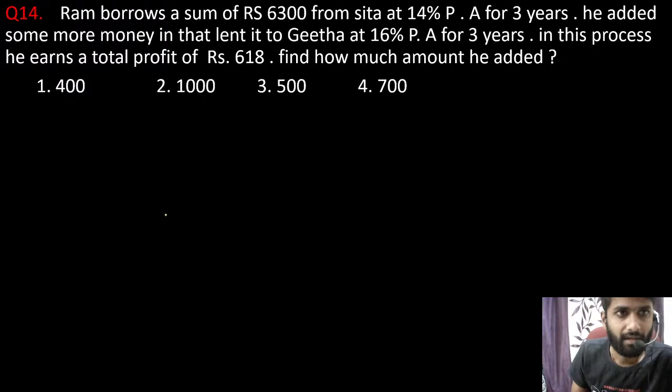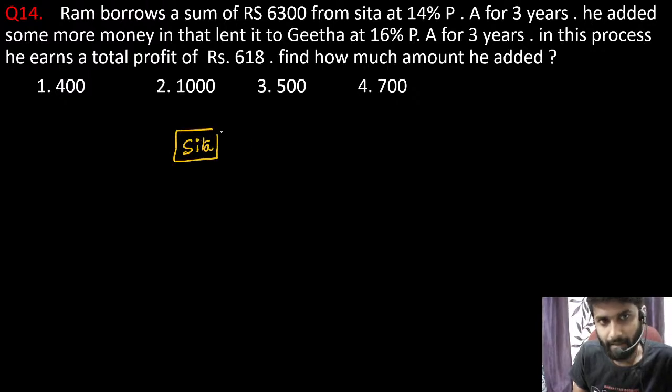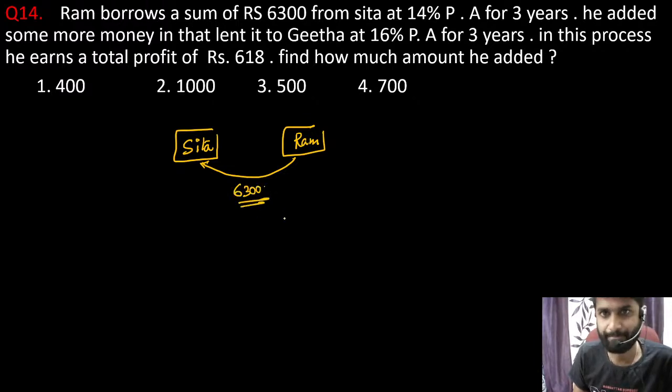Now see, Ram borrowed a sum of 6,300 from Sita. There is a first person, Sita. Ram borrowed 6,300 rupees at a rate of 14% per annum for 3 years. That is the first information. That is 3 years, and the rate of interest is equal to 14% per annum.